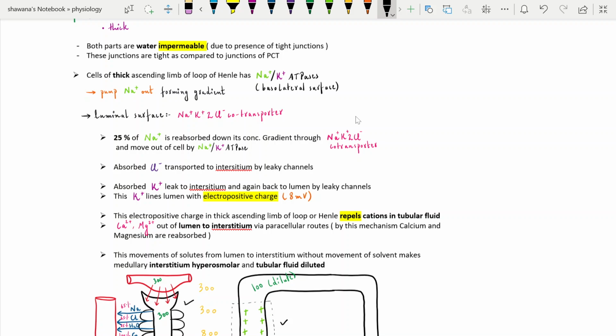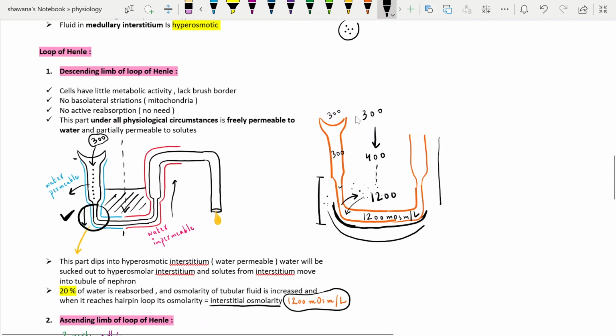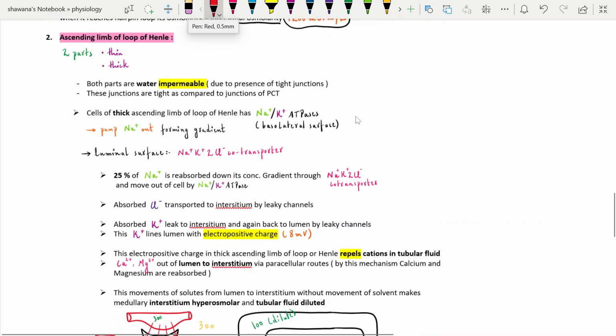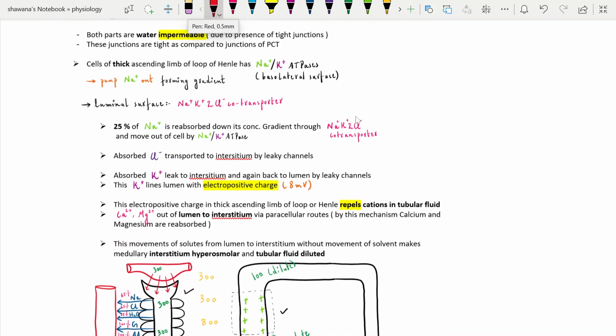As I have discussed, both these parts are water impermeable. I have drawn this red line to highlight even more that the thick ascending limb and the thin ascending limb are both water impermeable under all physiological circumstances. And why is that so? It's due to the presence of tight junctions.